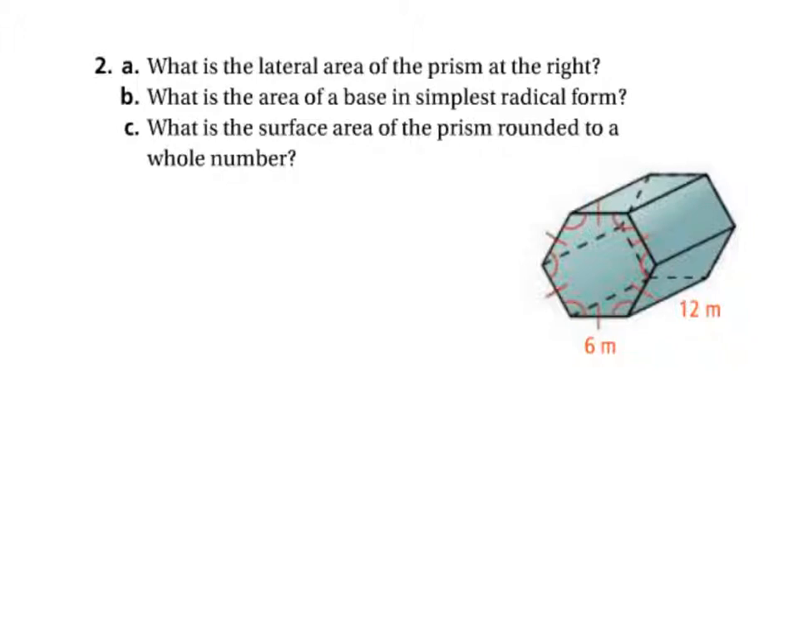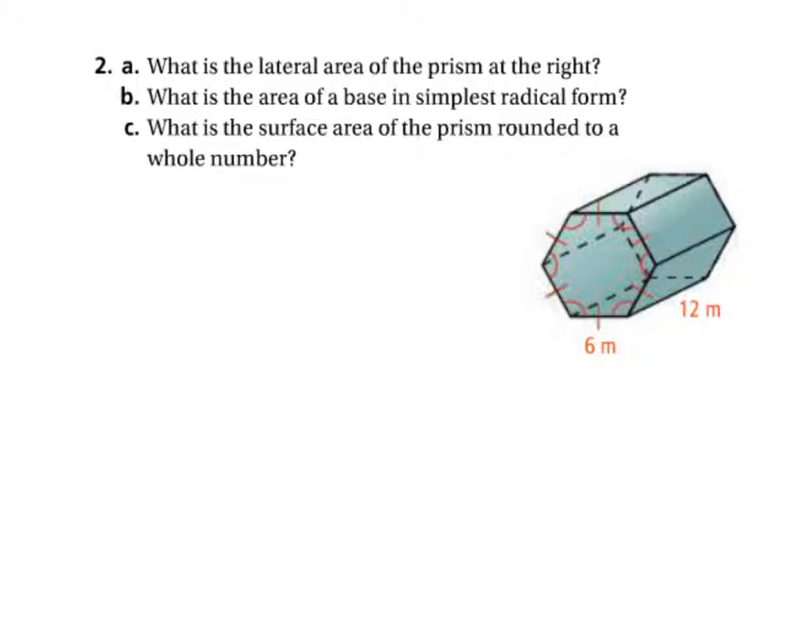All right, let's try a hexagonal prism. This is a little trickier. It starts off and says, what is the lateral area? Then it comes back and says, what's the area of the base? And then C is what's the surface area. We don't really need to do this in parts. They're just trying to help you out with, here's your system. Here's how you do this. Find your lateral area. Find the area of your base. Add these together to get the surface area.